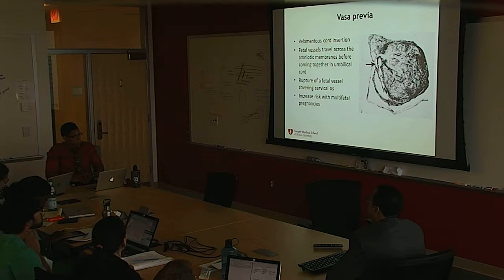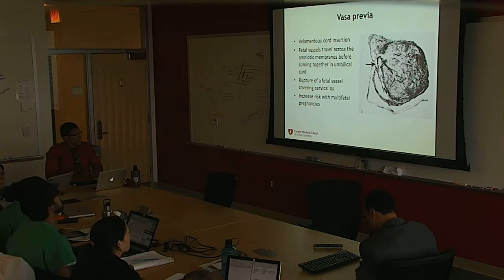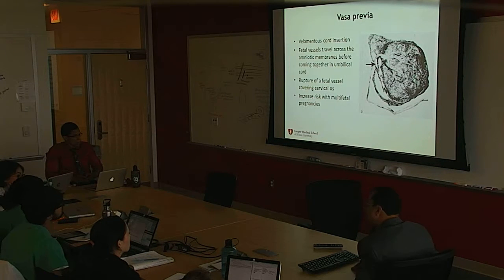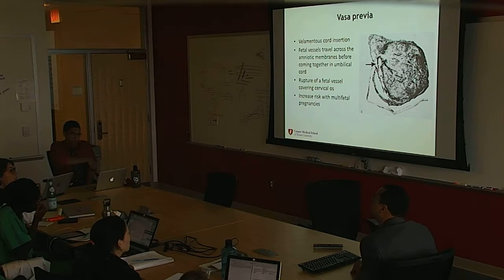Rupture of fetal vessel covering cervical os. In this case, when you have filamentous insertion, the vessels go from the membranes to the placenta, and sometimes they travel over the os. So now she broke her water and she broke the vessels. Those are the arteries from the baby going to the mother. So this is fetal blood. So suddenly the baby is hemorrhaging.